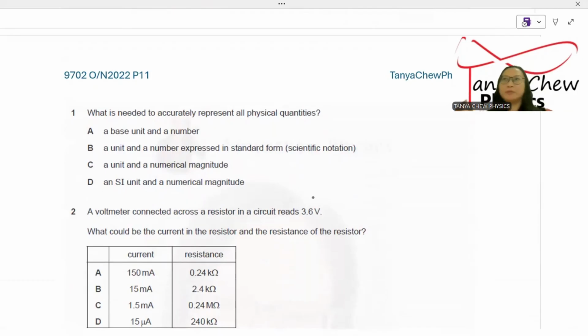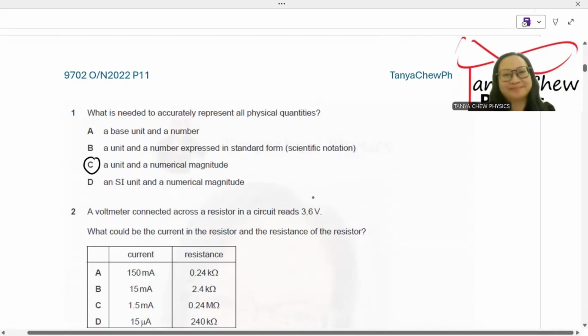Now you have to bear in mind, physical quantities are the quantities which can be measured or can be calculated by using apparatus available in the lab. So physical quantities must contain magnitude, numerical magnitude, as well as unit, whichever appropriate. So the answer is C.